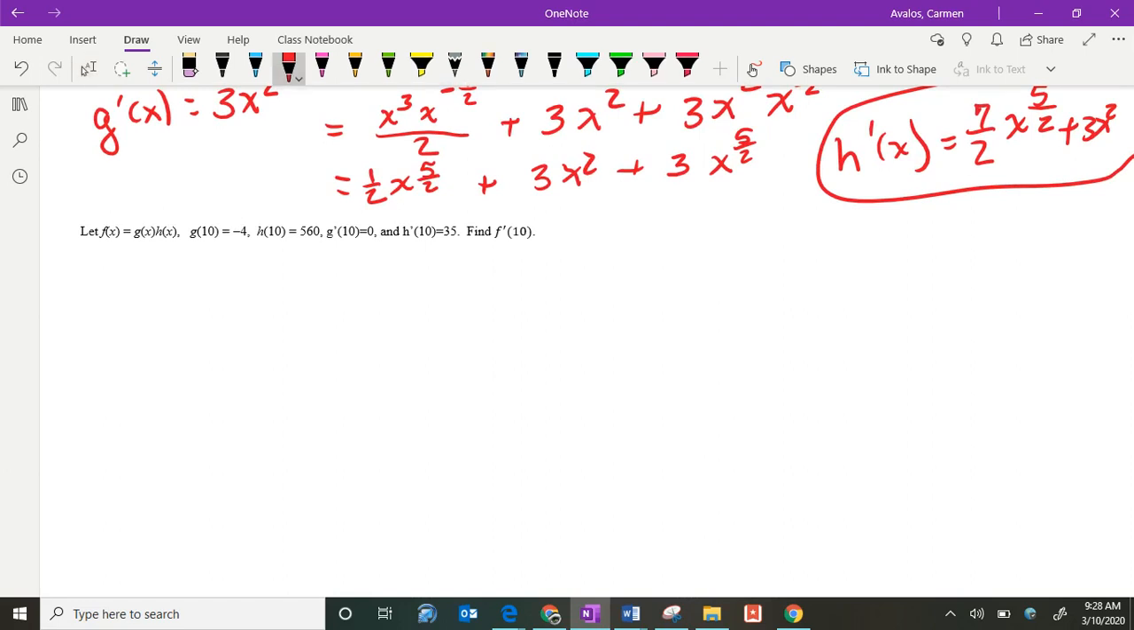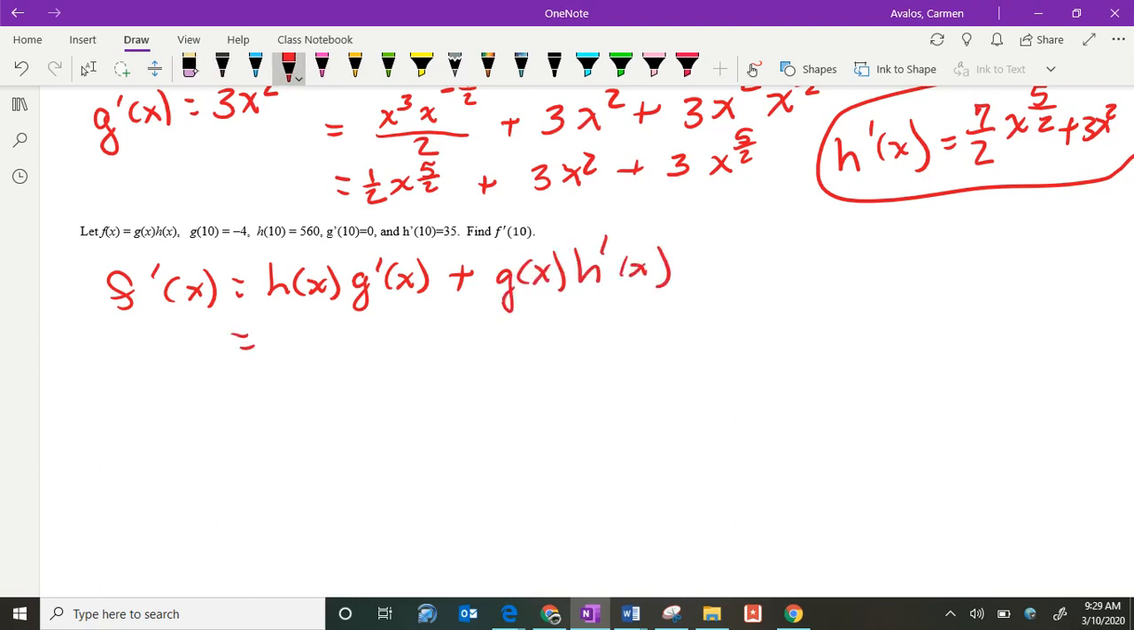Okay, now this one here, it's pretty much the same thing. We're having the product rule, so we know that the derivative is going to be, if we're going to keep it standard to the other one, the original h of x, the derivative of g of x, plus g of x, h prime of x. And so if I want to find the derivative at 10, I'm just filling this in.